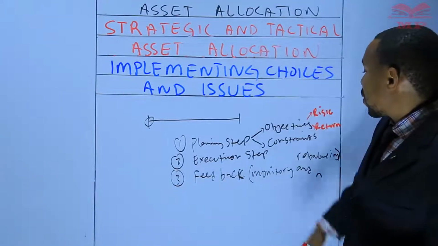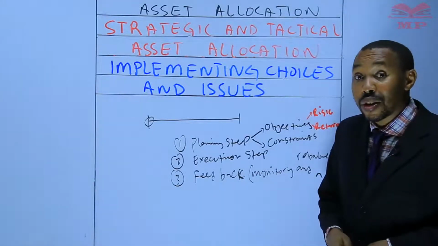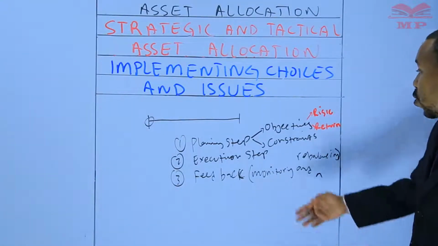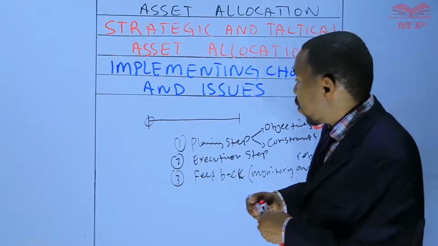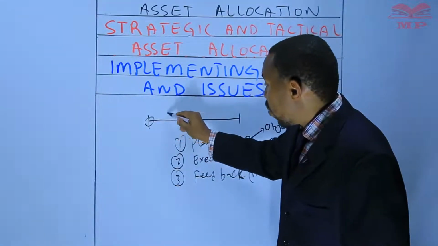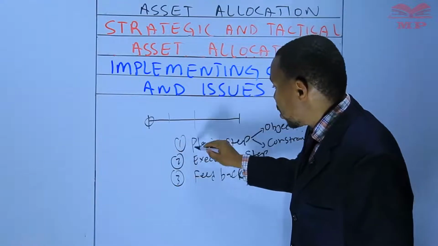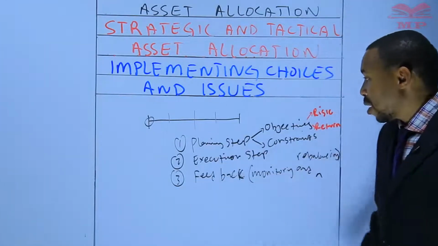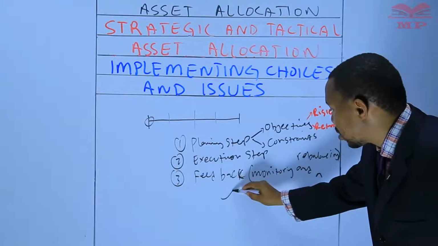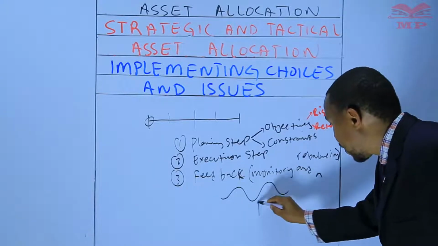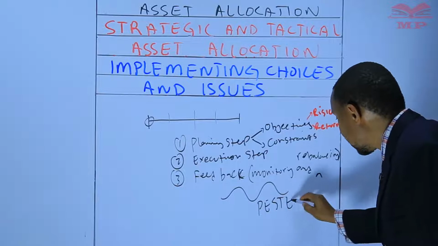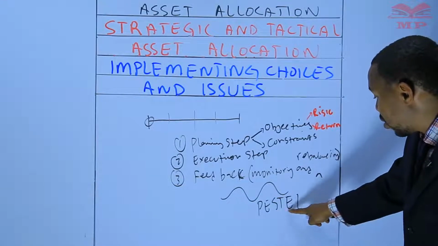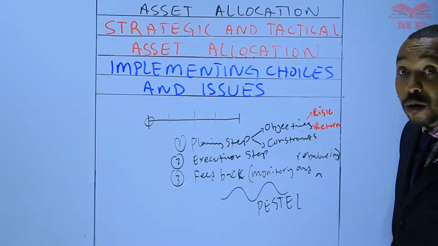How about tactical asset allocation? Tactical asset allocation requires the analyst, or the portfolio manager, or the investment banker to act frequently. Once you formulate the portfolio, you monitor and rebalance after a short period of time, and so on and so forth, frequently. It comes at a cost, but the market tends to undulate, and the PESTEL factors, political, economic, social, cultural, technological, ecological, and legal environment, keep on changing.